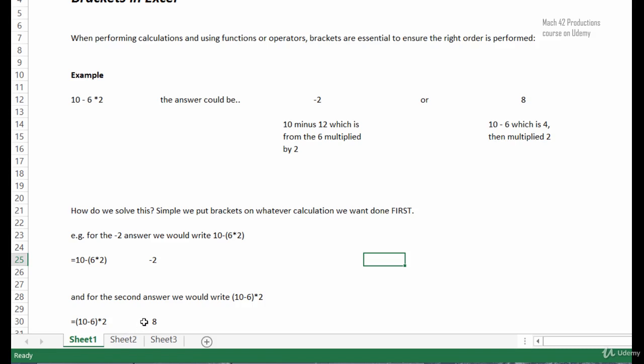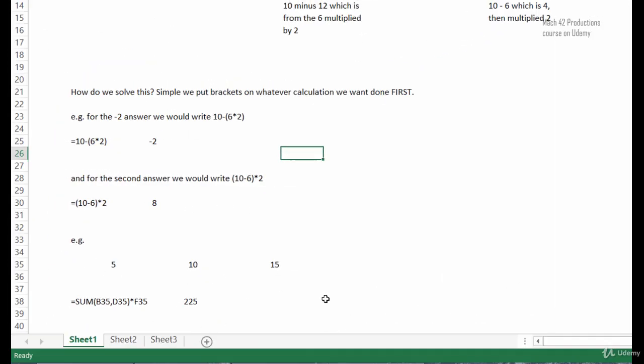So there you go, folks. Brackets are essential in Microsoft Excel. And wherever you want to eliminate any ambiguity, I recommend you use them in all your calculations just to make it crystal clear what's being evaluated first.